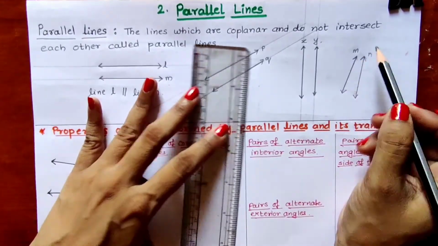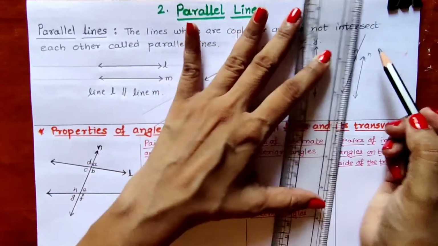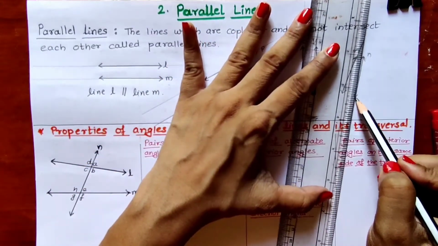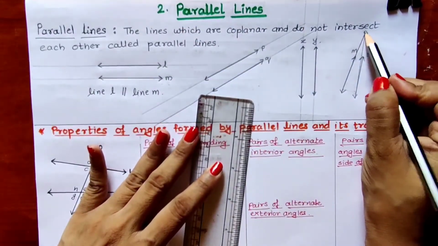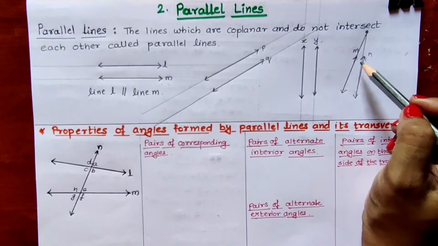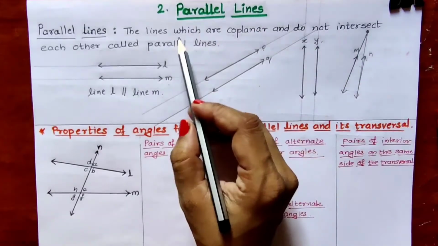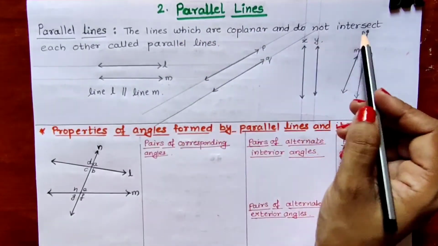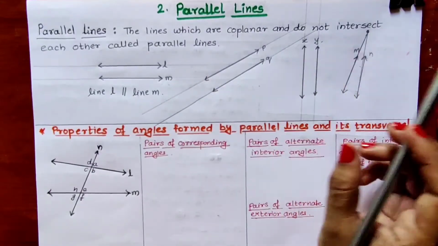If I extend these two lines in the upward direction, they will intersect each other at some point. Here they are intersecting each other. So that's why these two lines are not called parallel lines. They are intersecting lines because they intersect each other. The definition is the lines which are coplanar and do not intersect each other. They should not intersect each other. That's why they are known as parallel lines.